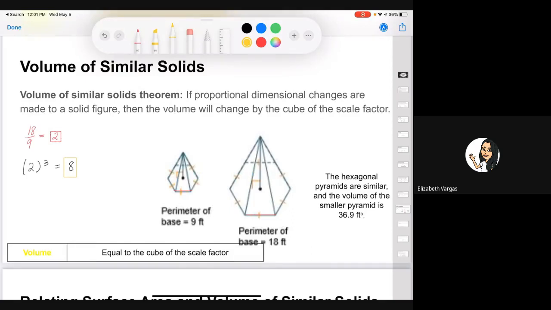Given this information, am I able to find, in this instance, the volume of my larger pyramid? Okay? Well, I'm told that my smaller pyramid has a volume of 36.9 feet.